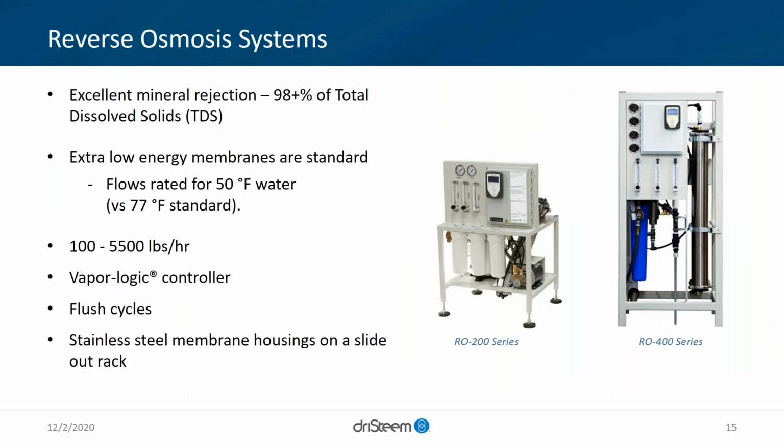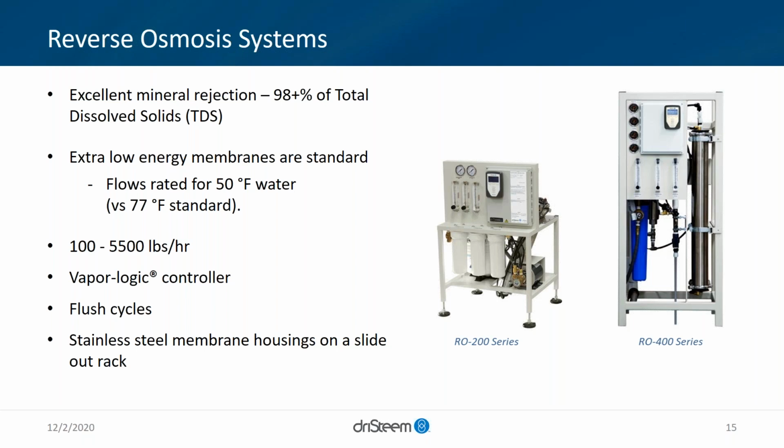So, talking a little bit about product and DriSteem's Hydrotrue reverse osmosis systems. The mineral rejection of our systems, again, is 98%. So if you have 100 ppm coming in, you should expect about 2 ppm of TDS leaving, and obviously that rule can be applied across the board.